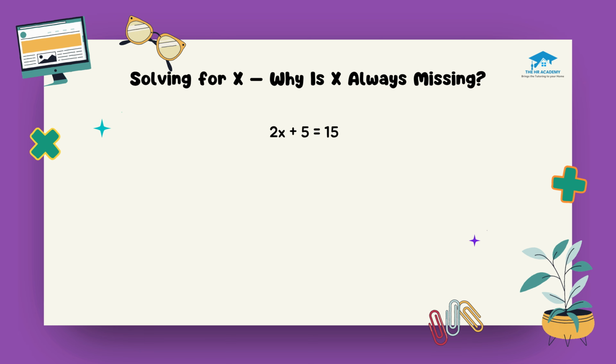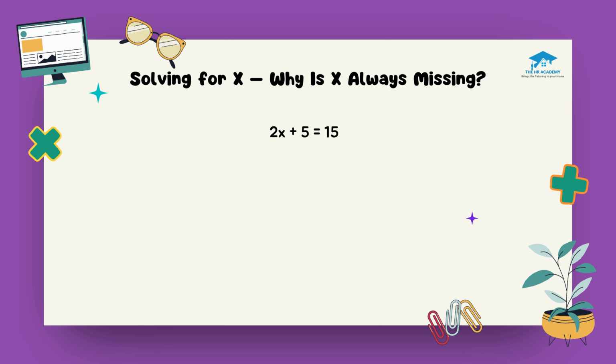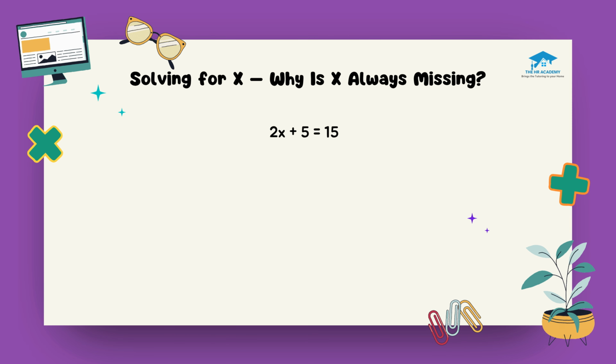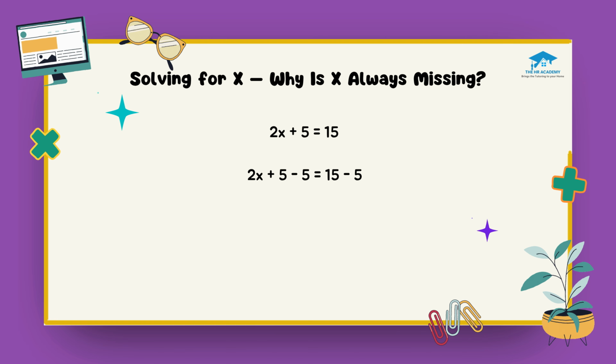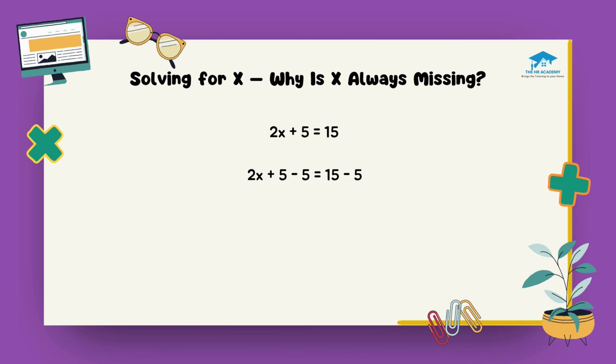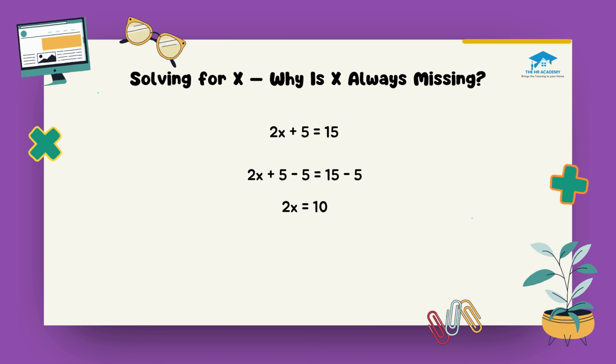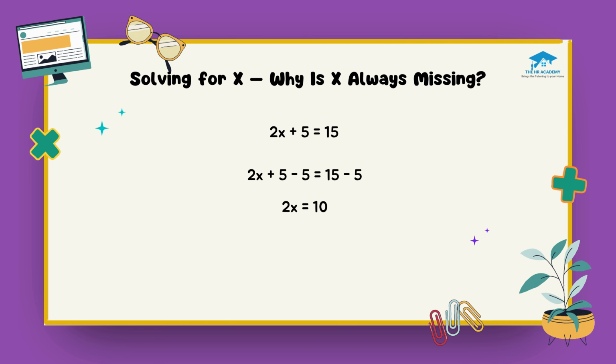Take this equation. 2x plus 5 equals 15. Our goal is to get x alone on one side. That means we need to do the opposite of what's being done to the number 5. Step 1. Subtract 5 from both sides. 2x plus 5 minus 5 equals 15 minus 5, which gives us 2x equals 10.